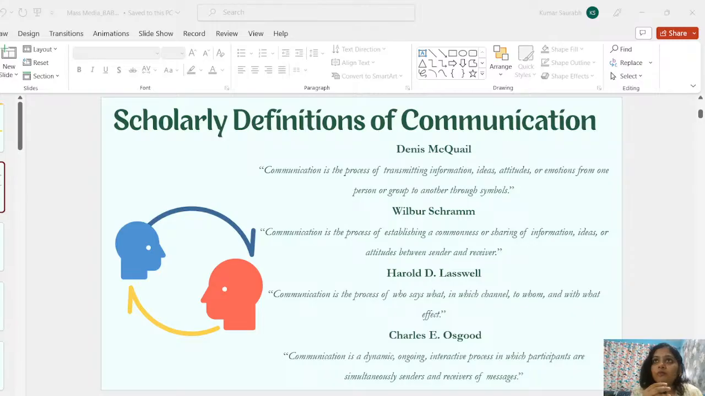You can see, we always say that communication can be established between two individuals. Between two individuals, we can establish communication. But no, even if you are communicating with a person, it is fine.